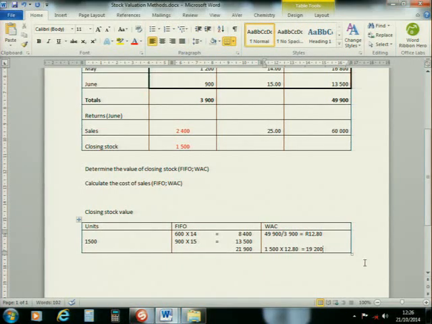Now, if you get to your cost of sales, let me bring in the cost of sales here quickly.